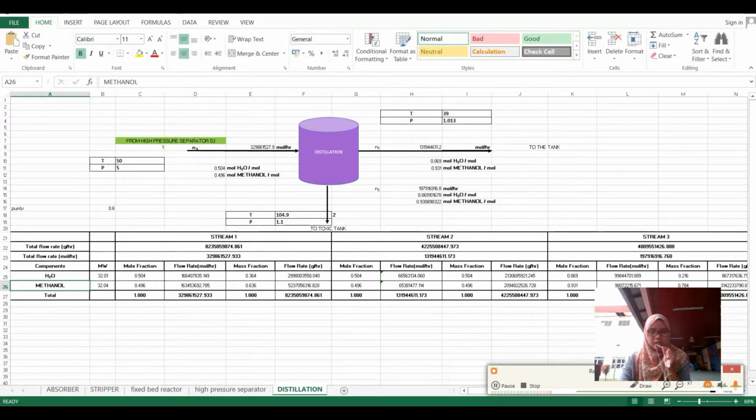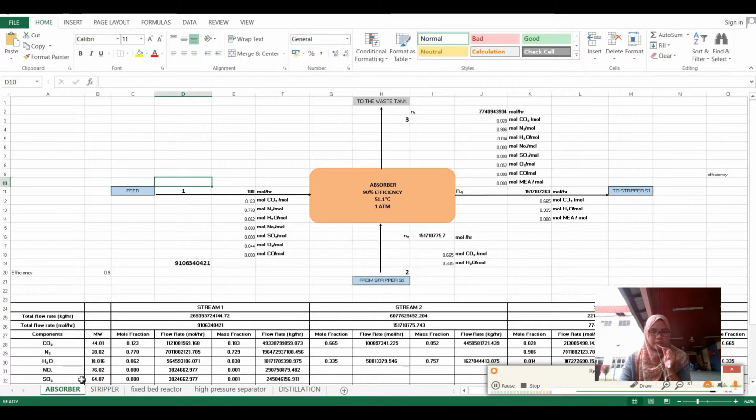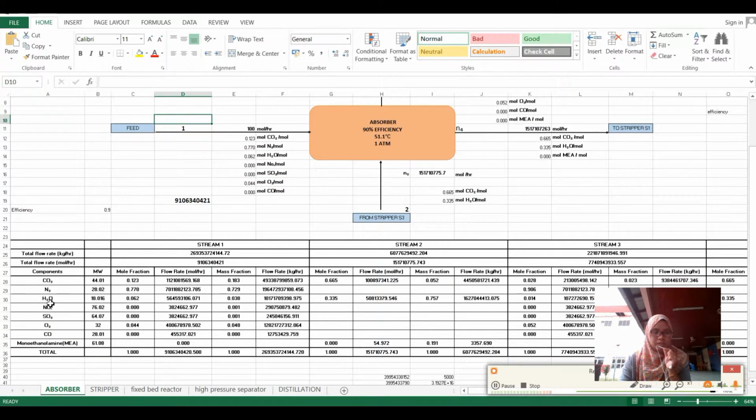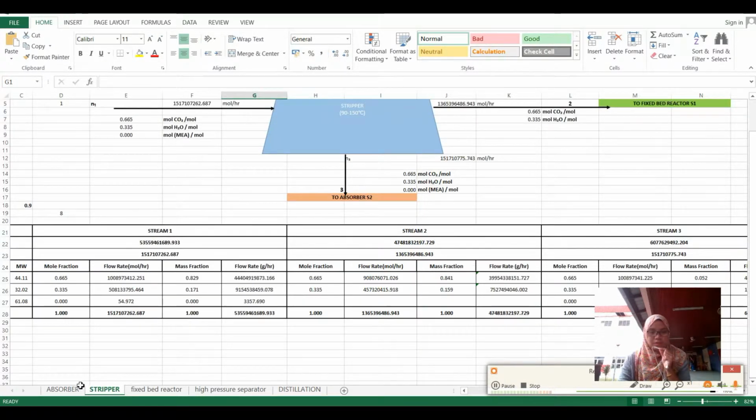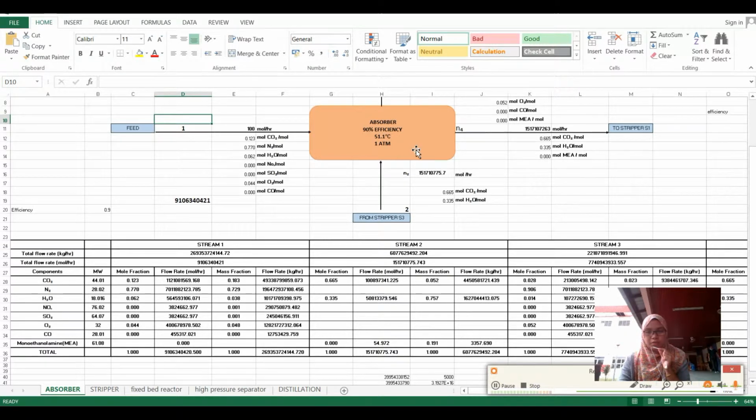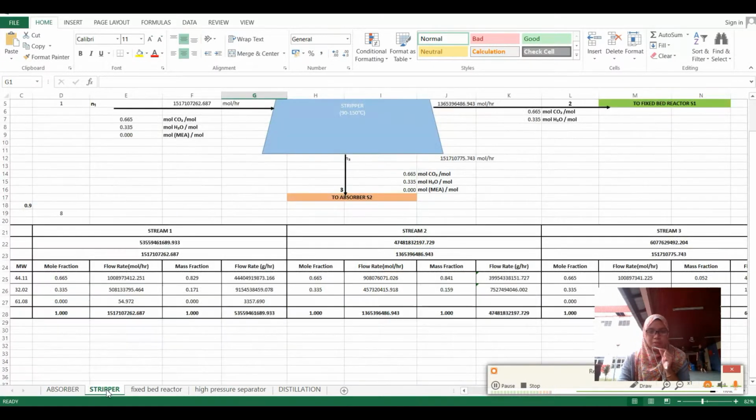Okay, this is our Excel. For the absorber part, we put the compositions of the flue gas, which is CO2, N2, H2O, NOx, SO2, O2, and CO, and the monoethanolamine. Between the absorber and the stripper, there is a recycle. After the outlet stream from the absorber, containing CO2, H2O, and MEA, it is fed into the stripper.